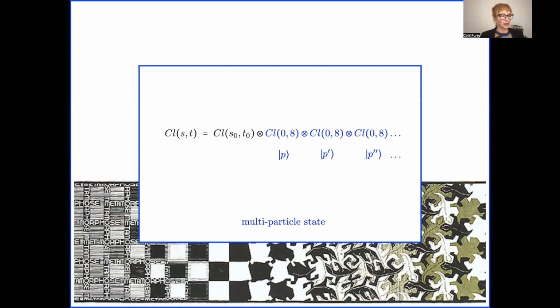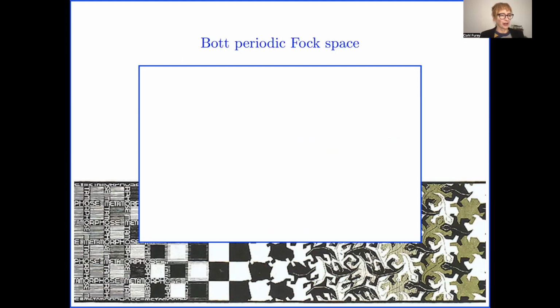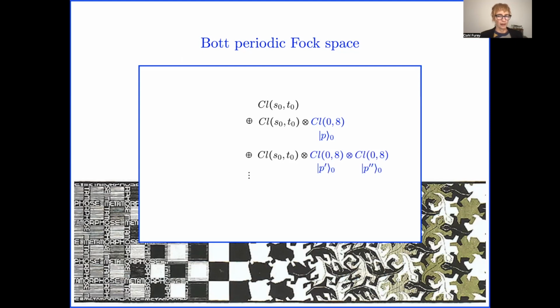Then finally, taking superpositions over different sized Clifford algebras could give us something along the lines of a Bott periodic Fock space. So here we start with a 0-particle state, and then we add in a 1-particle state, a 2-particle state, and so on.